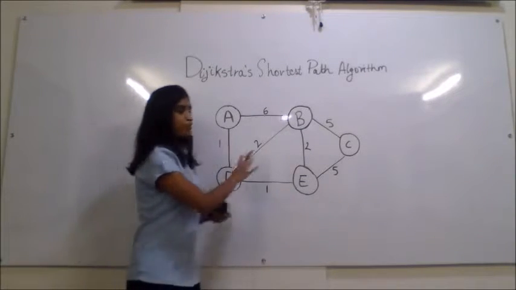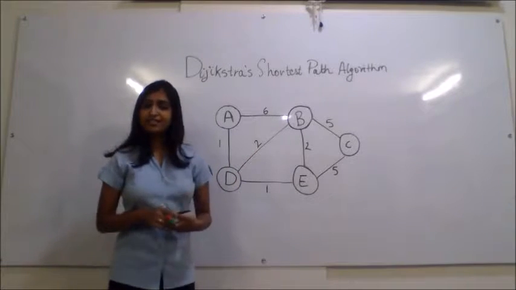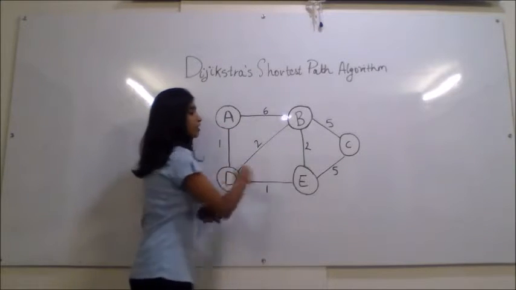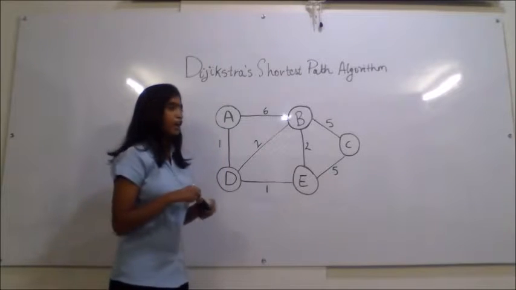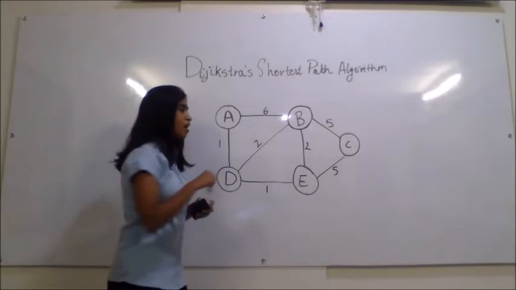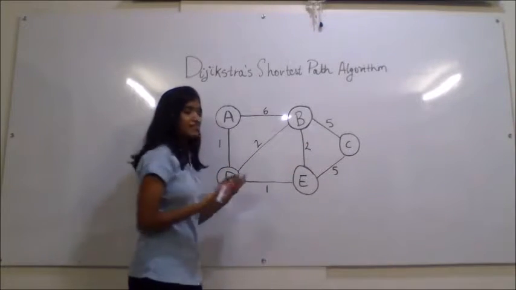So you've been given a graph, it's weighted and it's undirected. Your task is to find the shortest distance from A to every other node in the graph. So this is your source vertex and you want to find the shortest path from A to, let's say, C. You have so many different routes you can take, but which of them is the minimum?